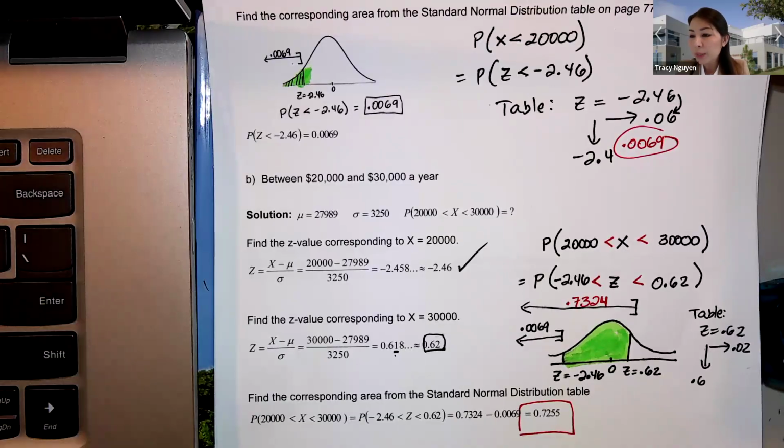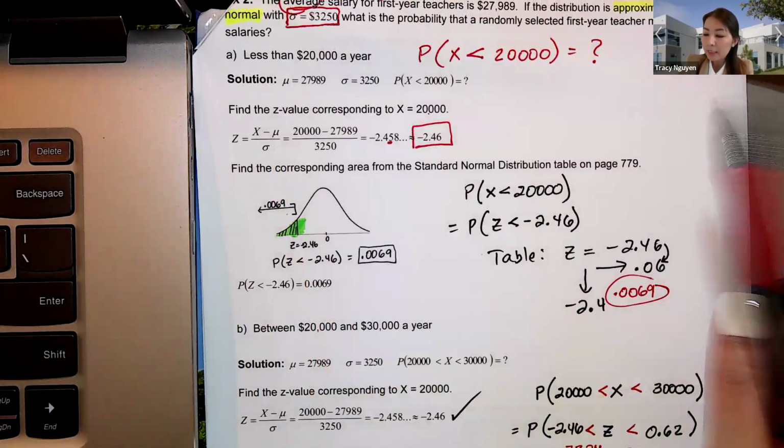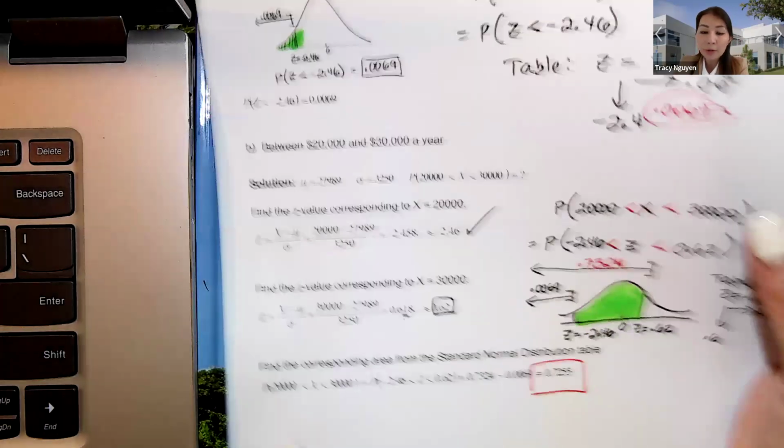So pretty much we cover all three cases. We did in example 1, we did it for greater than. Example 2 part A, we have it for less than. Example 2 part B, we have it for between.